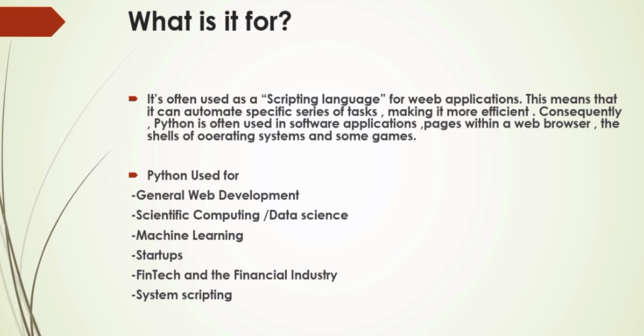So what is it for? It's often used as a scripting language for web applications. This means that it can automate specific series of tasks, making it more efficient. Consequently, Python is used in software applications, pages within a web browser, the shells of operating systems, and some games.